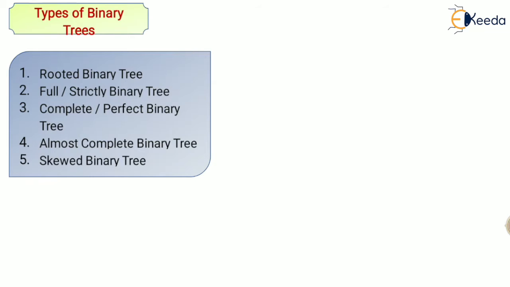First is the rooted binary tree. Second is full slash strictly binary tree. Third is complete slash perfect binary tree. Fourth one is almost complete binary tree. Fifth, skewed binary tree. These are all the types of binary trees.